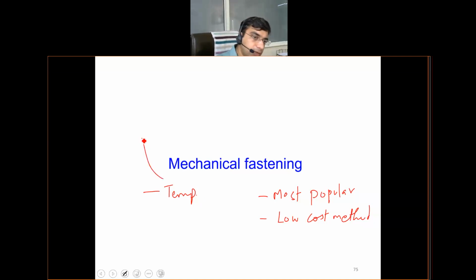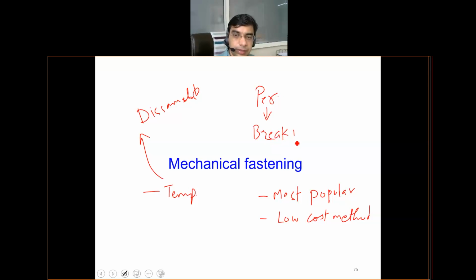Temporary implies that you can just disassemble the joints to separate the components. But if it is a permanent joint, you have to break the joint. When you break the joint, only then can you separate the two components. So this is the main difference between temporary joining and permanent joining.